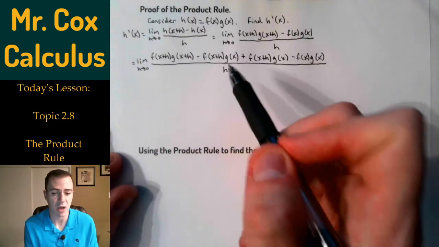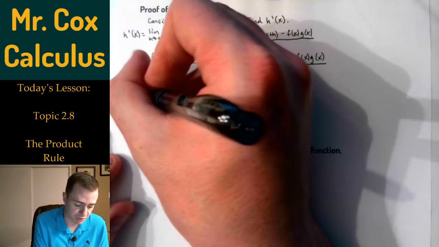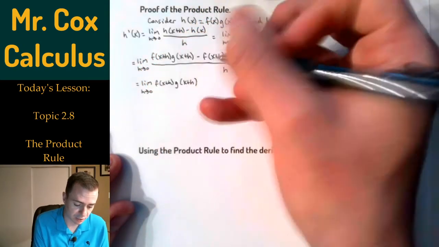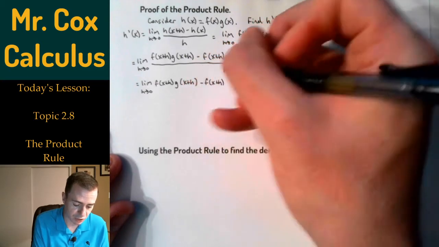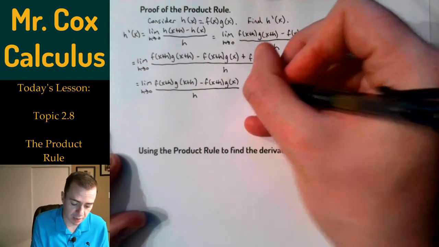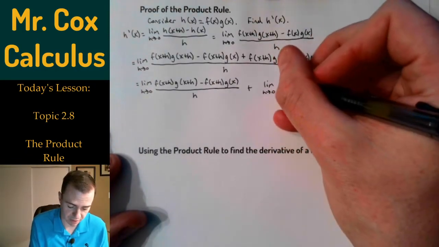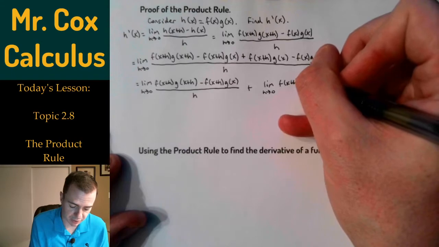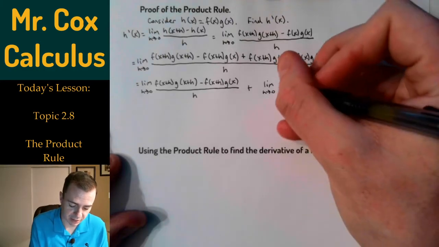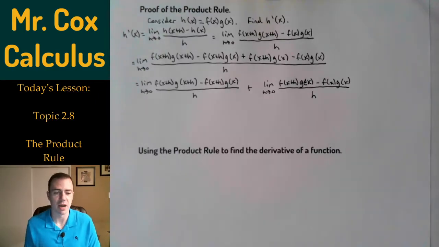Now what I want to do is take a look at these first two pieces, and remember I can split up this fraction because there's a single term in the denominator. So I'm going to start by looking at the limit as h approaches 0 of f of x plus h, g of x plus h, minus f of x plus h, g of x, all over h. And then I'm going to look at plus the limit as h approaches 0 of these two: f of x plus h times g of x minus f of x, g of x, and this is all over h.